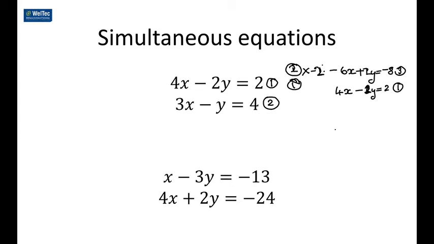Now if we add them together, we're going to get rid of the y term. So negative 6x plus 4x is negative 2x. And negative 8 plus 2 is negative 6. So x is equal to 3. Then you're going to use x equals 3, put it in and find y. Then you'll check that your solution is correct.